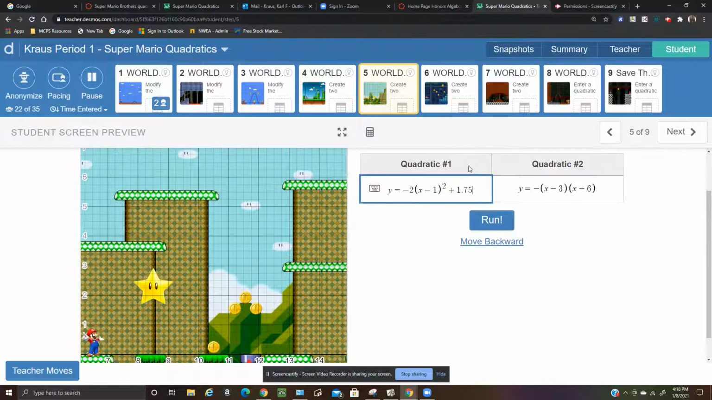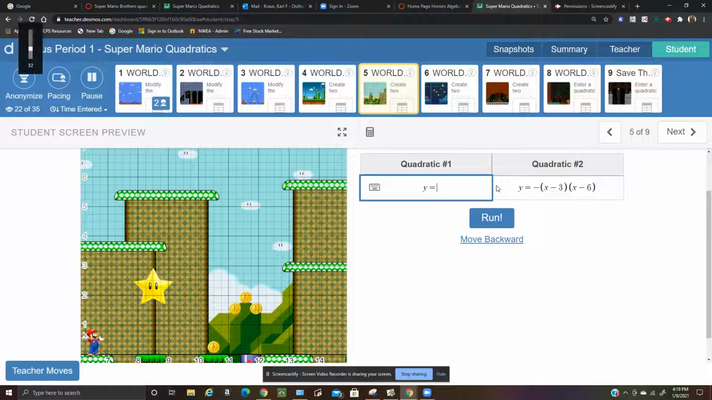So y equals x minus 7 times x minus 10. And then you want that to open downward, so negative. And that's going to work for that.